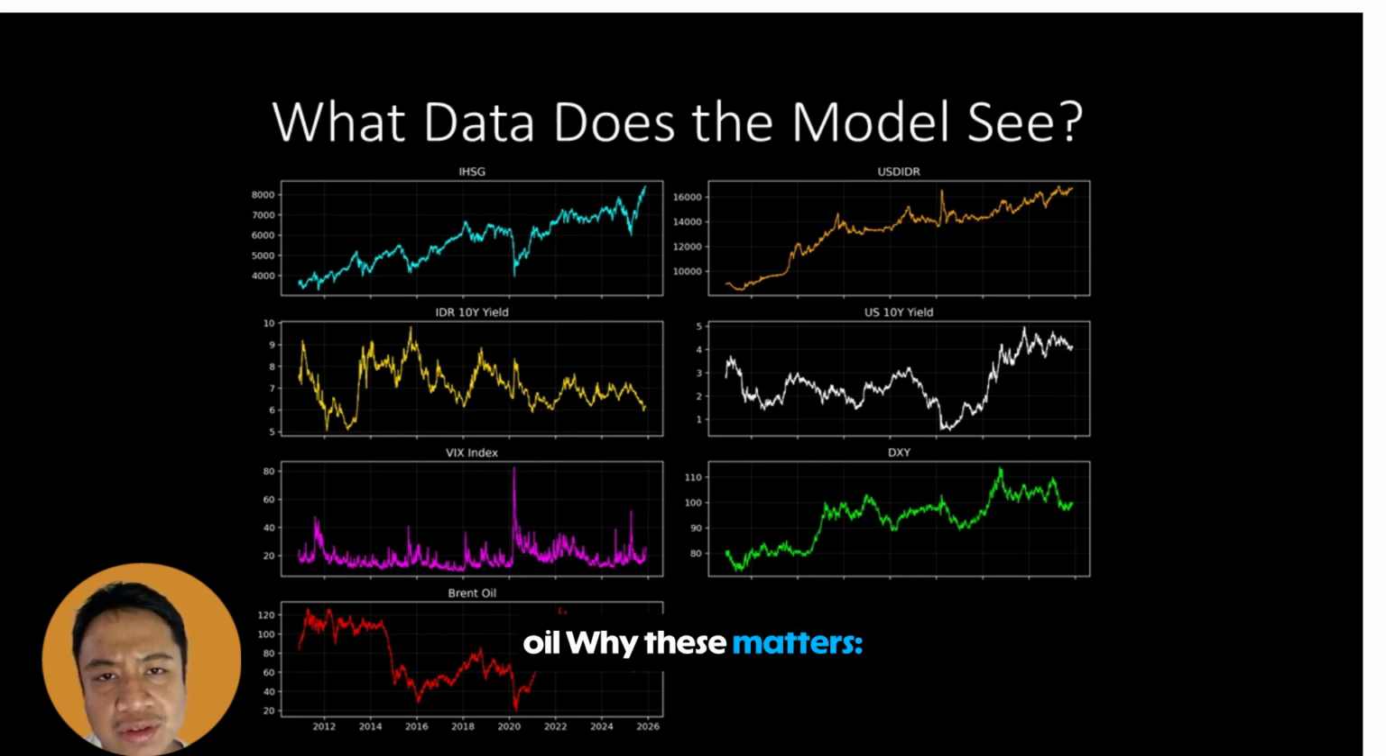Why do these matter? Crashes rarely happen from one thing. Usually it's a combination: global risk off plus FX stress plus rates moving plus equity volatility rising. So the model learns patterns like when volatility rises and global stress is high, the probability of a sharp move in the next week increases.